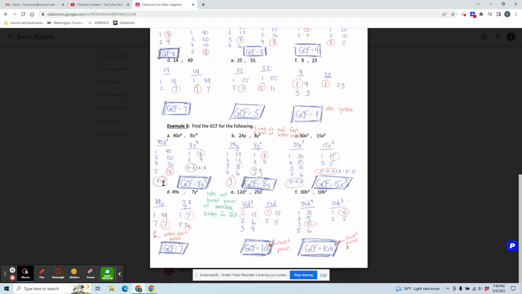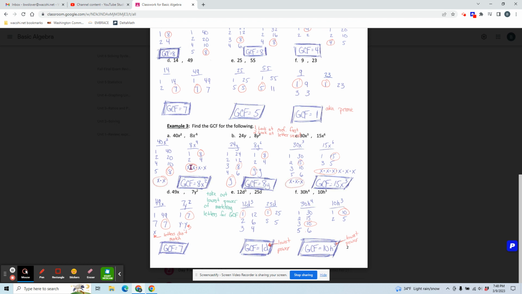So I'm expanding this out. X squared is x times x. X to the 4th is x times x times x times x. Those should look familiar because those were in example 1. So I circled what they had in common. They had these 2 in common and those 2 in common. Now you're thinking, Mr. Silver, what about these 2? Well, over here, this 40x squared didn't have any more x's. It only had 2 of them. So that means they only had 2 of them in common.